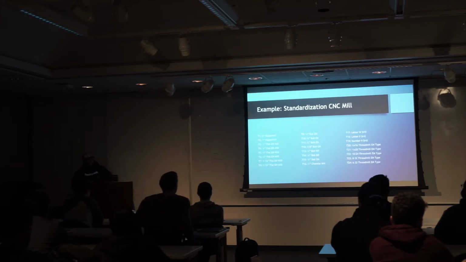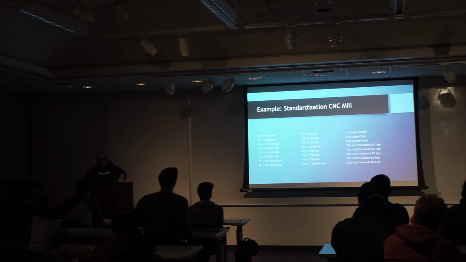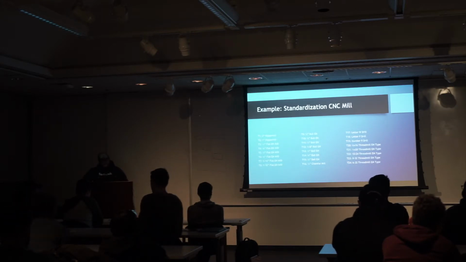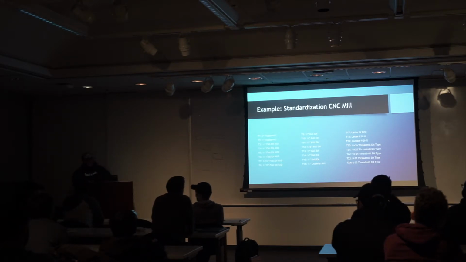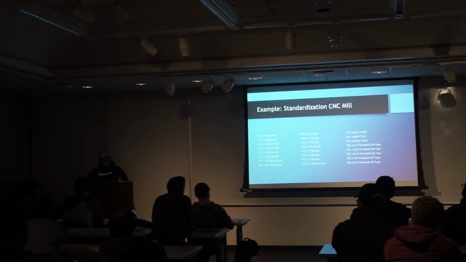So this is an example of a standard CNC mill tool list, right? We have a 2-inch rout mill, 1-inch rout mill. These are your big roughing tools. We got a selection of end mills, selection of bull mills, some selection of ball mills. One chamfer mill, because you don't want to waste time deburring parts.